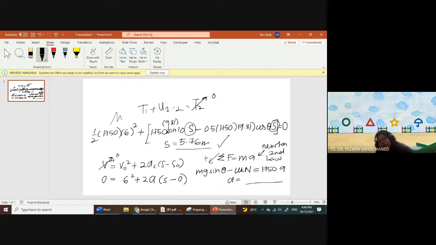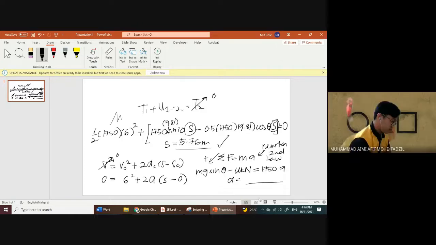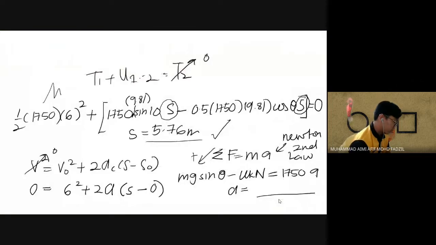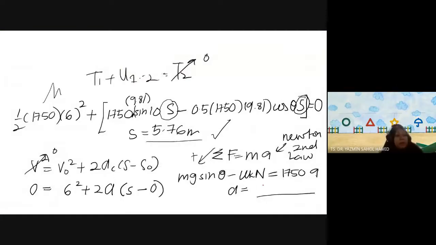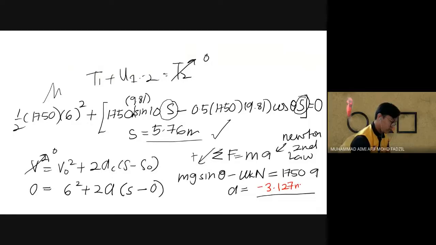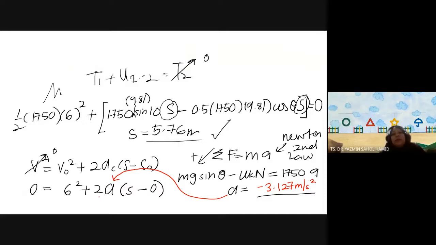Try to calculate quickly. 1750, what do you get? Acceleration, what do you get? 10, minus 0.5 times... what do you get? Do you get the same? Divide by 1750. 3.127, negative. Negative, correct. And then you substitute into this formula to get S.